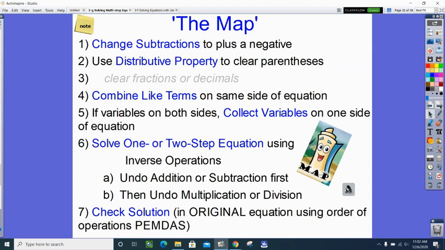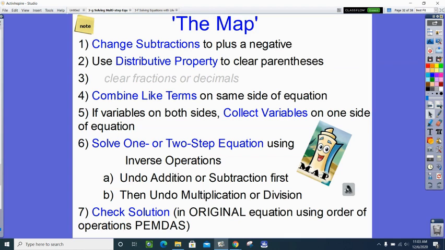So the first step would be to change subtractions to plus and negative, for those folks that are getting lost in, is it a minus, is it a negative? Well, it's both. But if you see a minus and you change it to plus and negative, it helps you to see what I call the arm of the number.